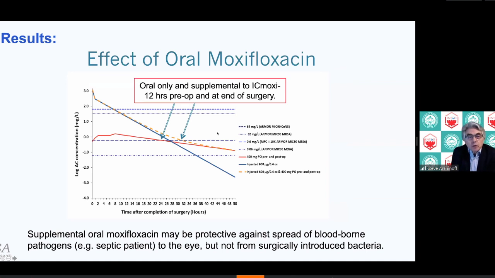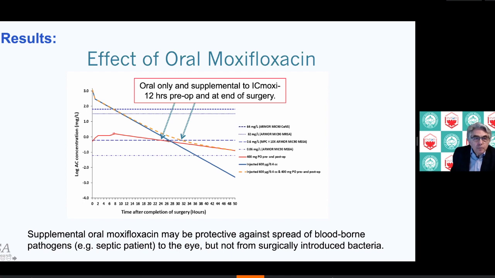So how about if we give oral? Well, oral is more complicated because we have a reservoir in our systemic circulation. And so you're leaking some into the eye the whole time. And here at surgery, the level drops because the eye is open. But if you gave it, let's say 12 hours before, orally, and a second dose at surgery, by 2 hours, you already have a level that is above the mutant prevention concentration of the usual bacteria. And it stays that way for about 20 hours or so.